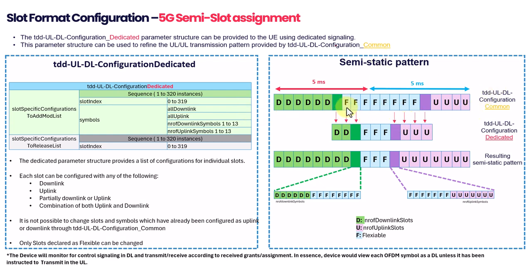It left these flexible slots here, and this green one is the special slot, which has specific symbols for downlink and so on. So assume this was my configuration from the common one, which has a static allocation. Whenever the semi-static configuration comes in, it can change only the ones which remain flexible, and the ones which are flexible or being used as a special slot for symbols.